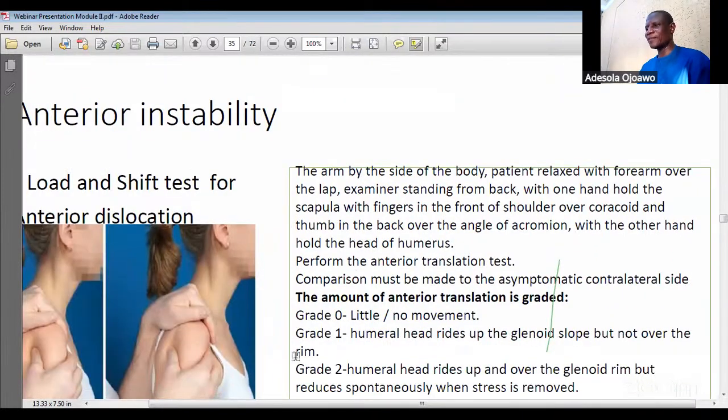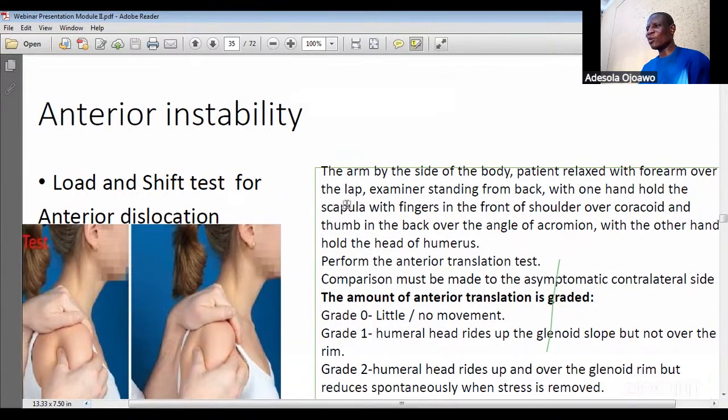We now come to the stability test. The first one we want to do is what we call the anterior stability test. This is for somebody that has had an anterior dislocation of the shoulder. This test is a very important point, and one should be careful.